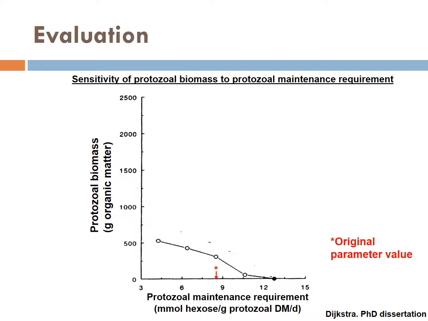Here, we see the sensitivity of protozoal biomass to the protozoal maintenance energy requirement in the Dijkstra model. In this analysis, a parameter value, the protozoal maintenance energy requirement, was varied from about 4 to 12 millimoles of hexose per gram of protozoal dry matter per day. We can see as the parameter value is increased, protozoal biomass decreases. And in fact, the protozoal biomass reaches 0, the protozoa are completely extirpated at high parameter values.